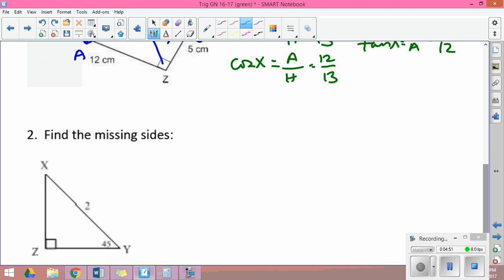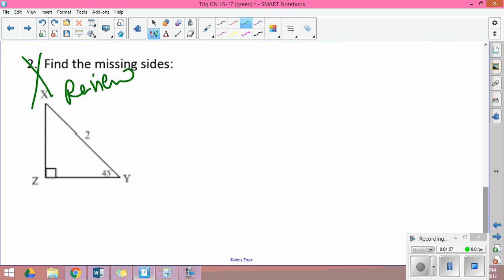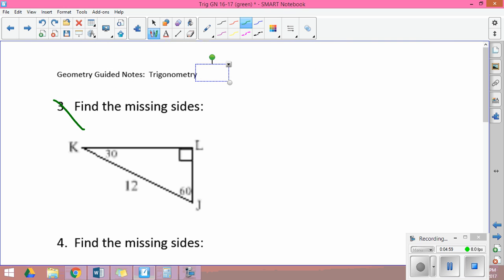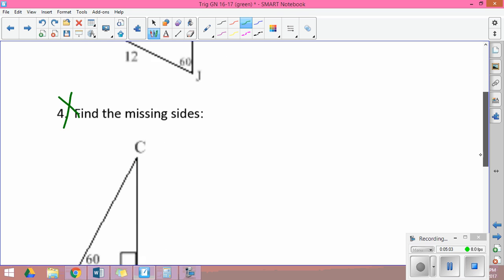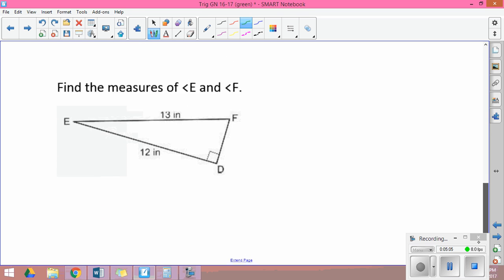Number 2 is a review problem of 30-60-90, 45-45-90. So we're not going to spend time doing that right now. 3 and 4 are also special right triangle reviews, so we are going to skip those, and we are going to jump down to this example.